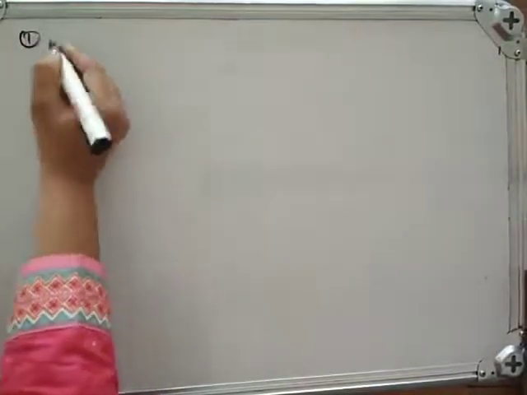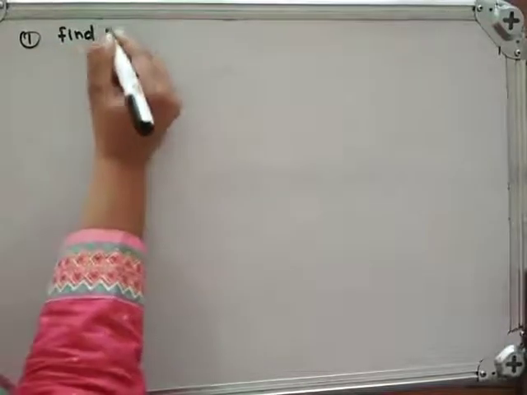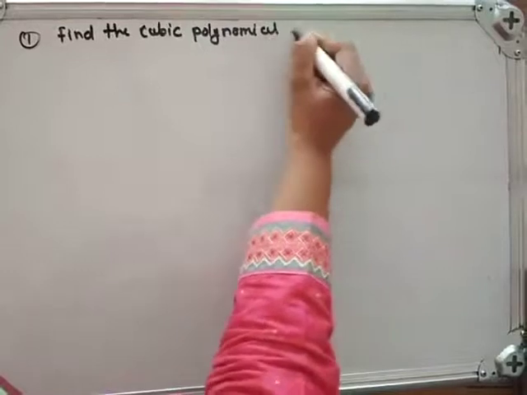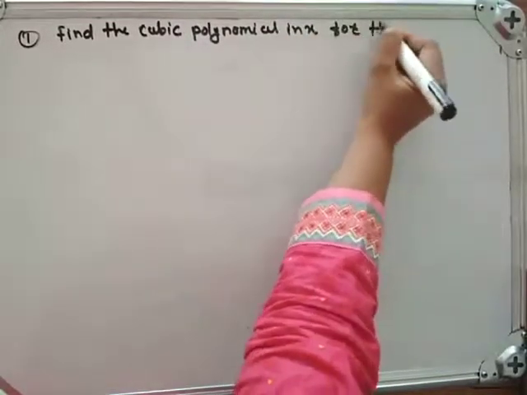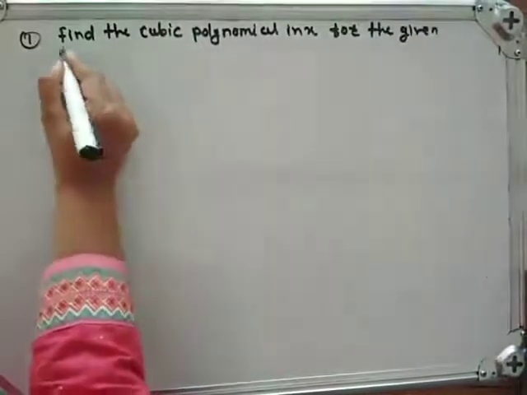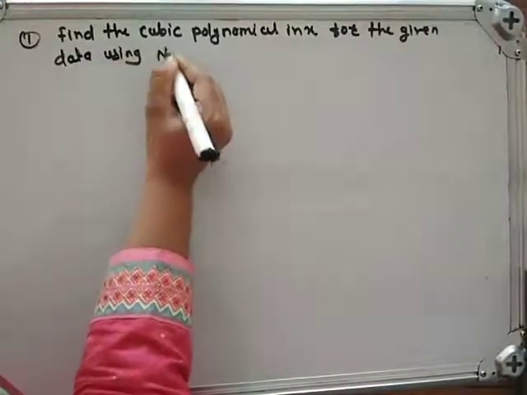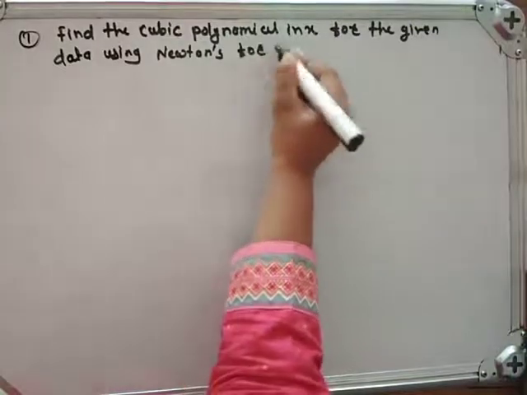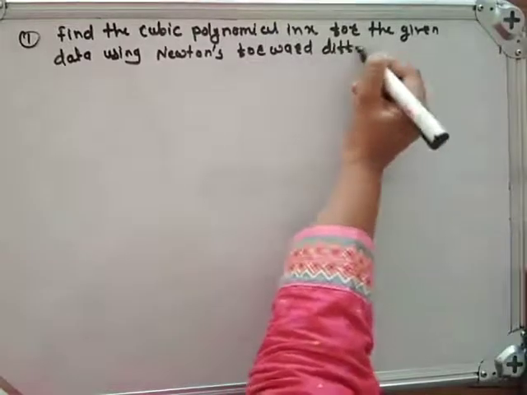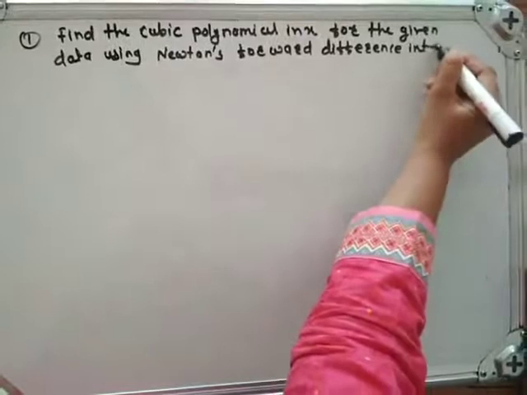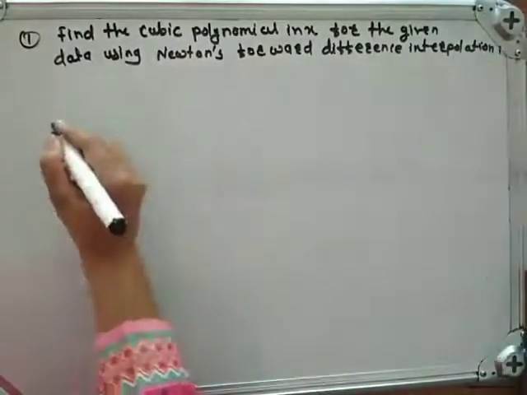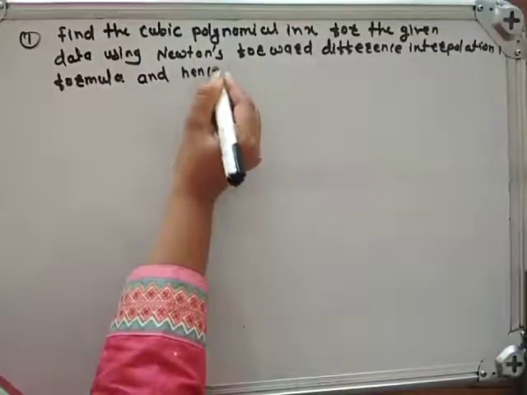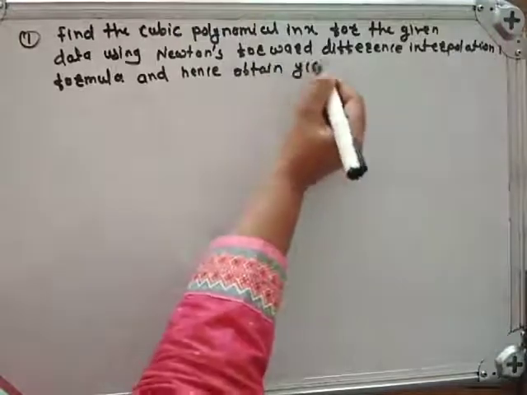Okay, let us take example 1. First example is: find the cubic polynomial in x for the given data using Newton's forward difference interpolation formula, and hence obtain y of 6.